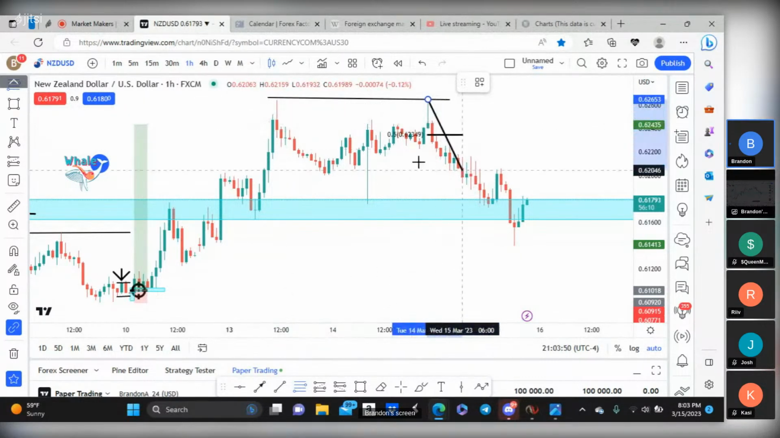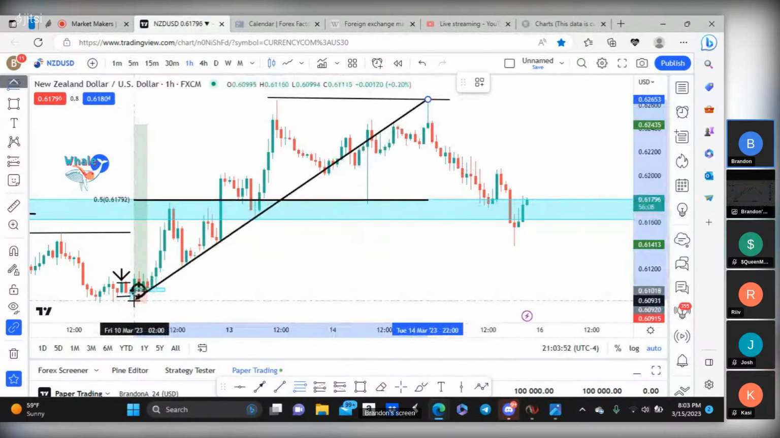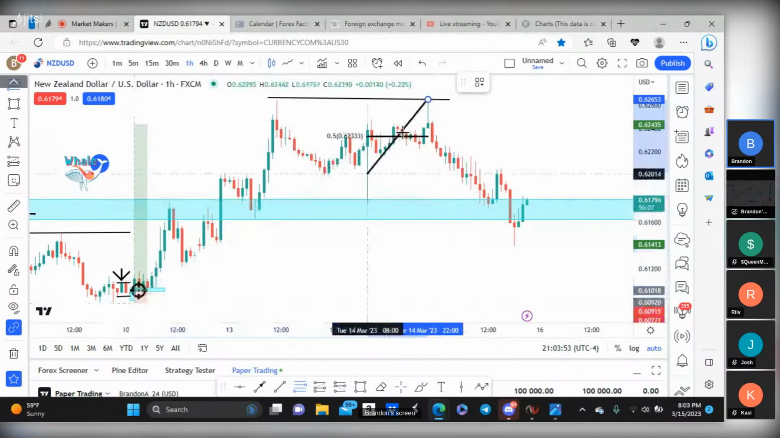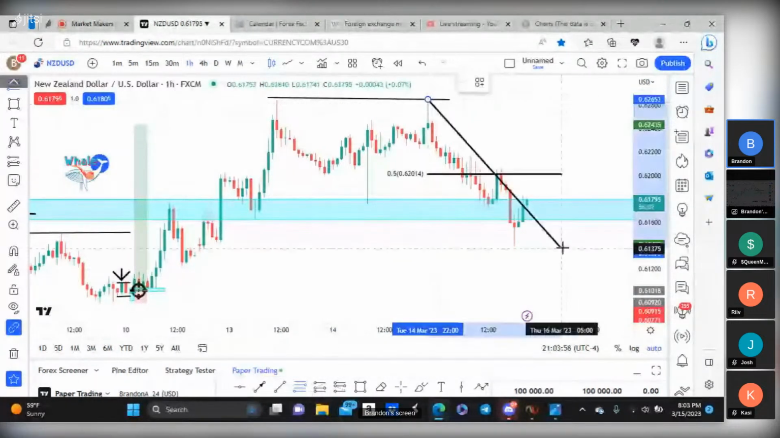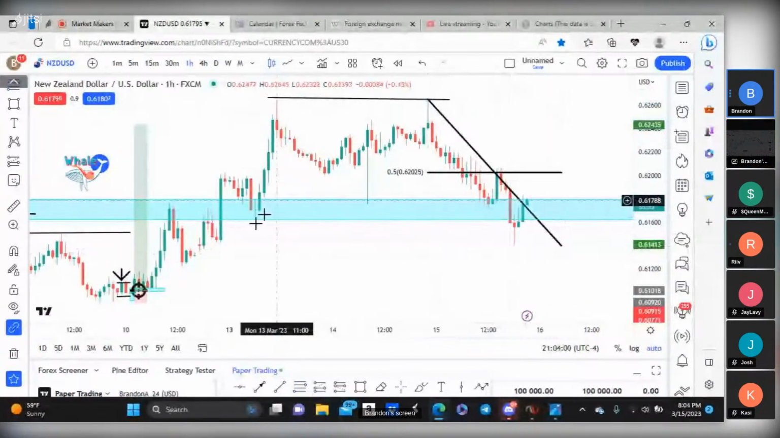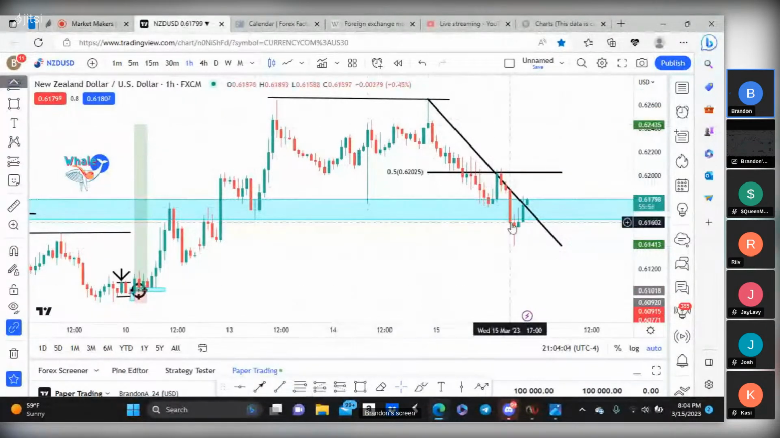So let me show you this. We came from over here, discount to premium. Now it went from a premium to drop down to a discount. See how we drop below 50%? The range is gonna constantly change. It's not gonna always be the same. So we dropped down to a discount. So you should be looking for buys over here.